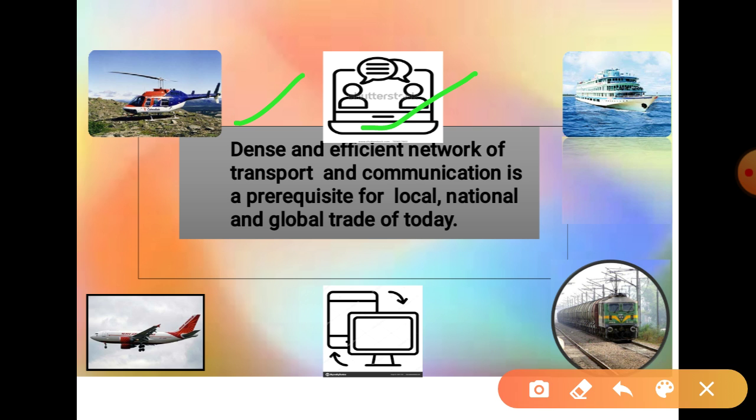So in this way, we can see that there are three modes of transportation. One is landways. There are two kinds of landways, roadways and railways. Second is airways. Two kinds of airways, domestic and international. And third is waterways. Again there are two kinds of waterways, inland and international waterways.